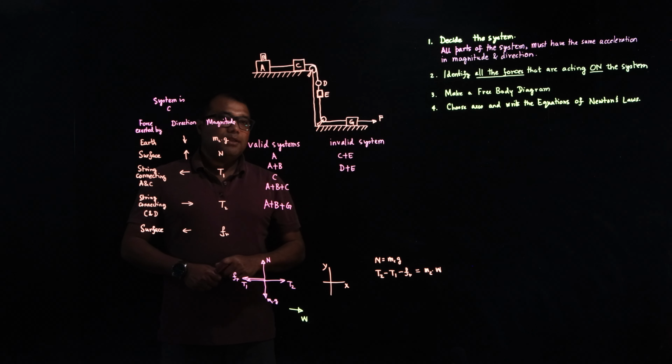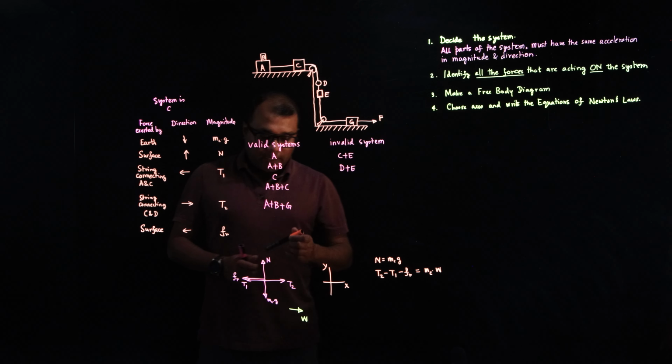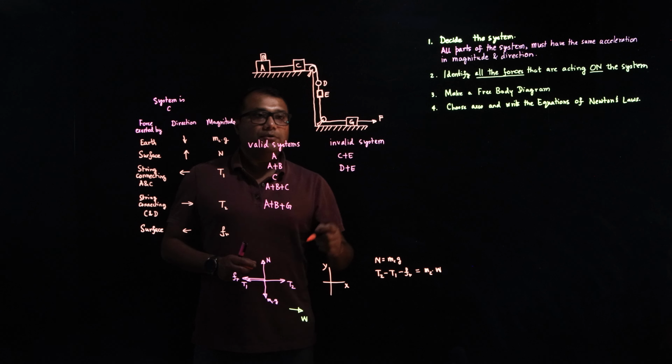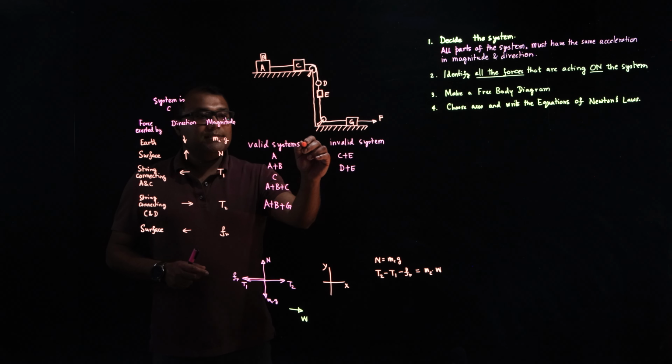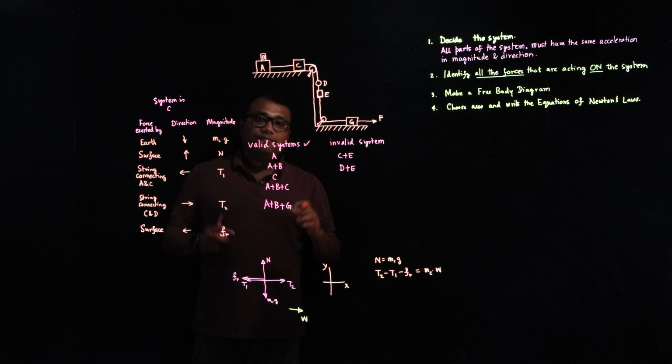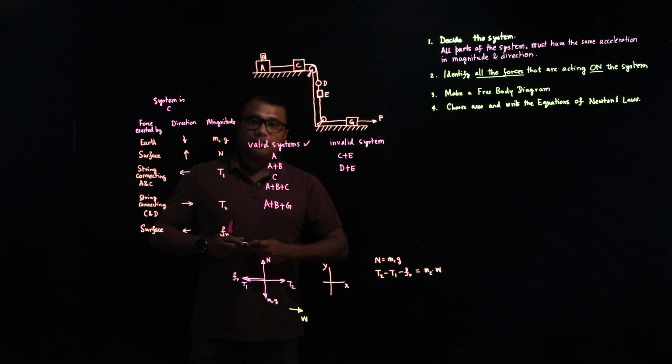So similarly, we can do a lot of things, but always ensure that you decide the system first, make sure it is a valid system, identify all the forces that are acting on the system, make a free body diagram, and then choose axis and write the equations of Newton's laws.